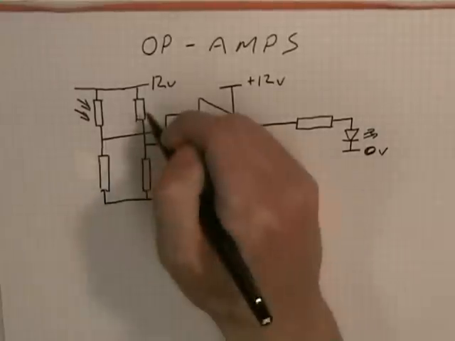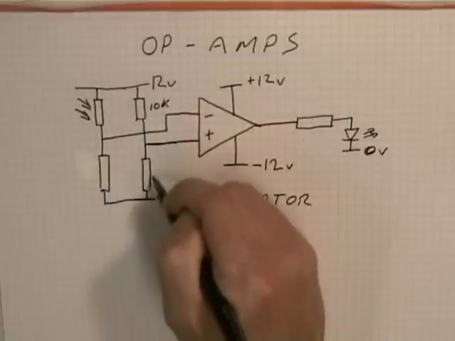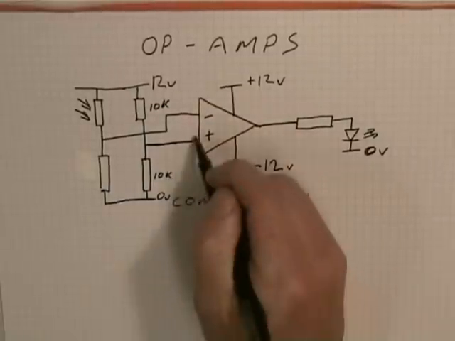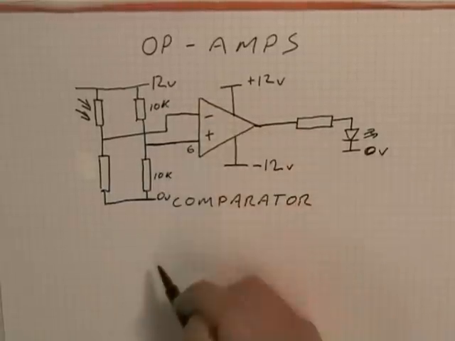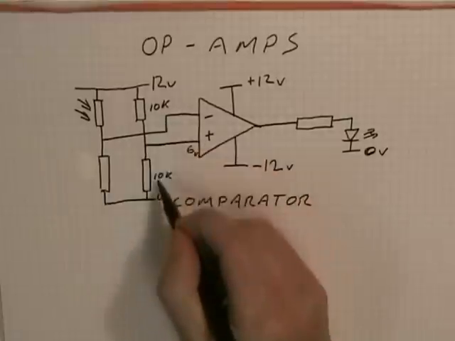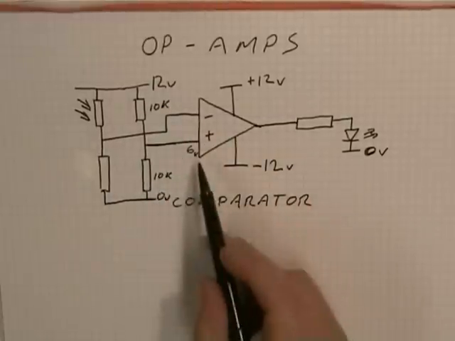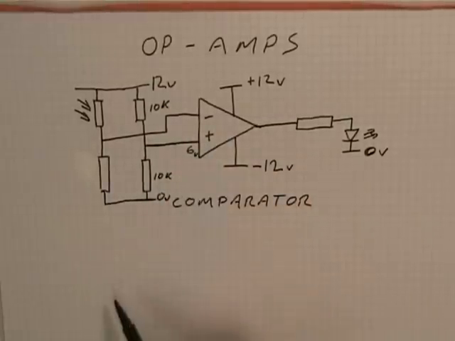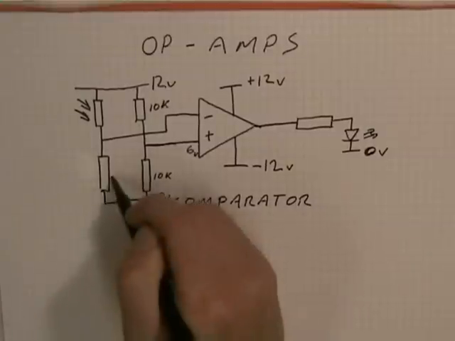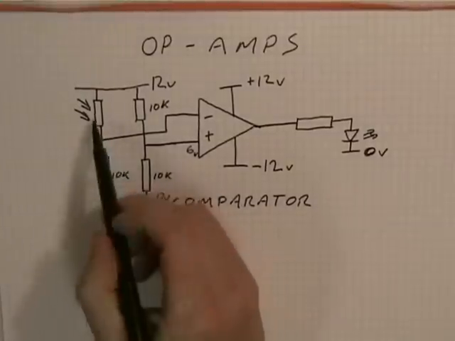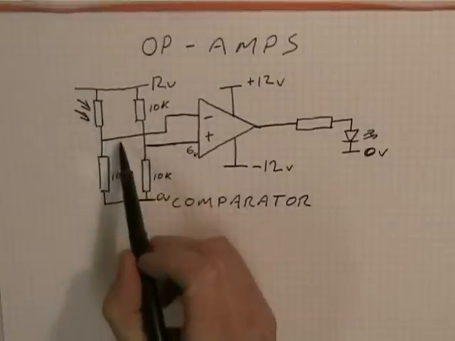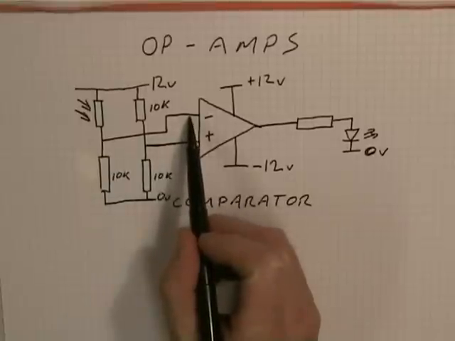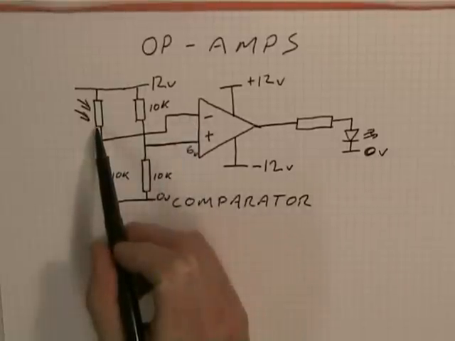This one, for two resistors, we'll just make them the same size, 10k, 10k. That will be 6 volts. If we just divide that 12 volts in two, so that input there will be 6 volts. The other one, we've got an LDR on the top here. So the voltage here and then here will change as the light level changes.